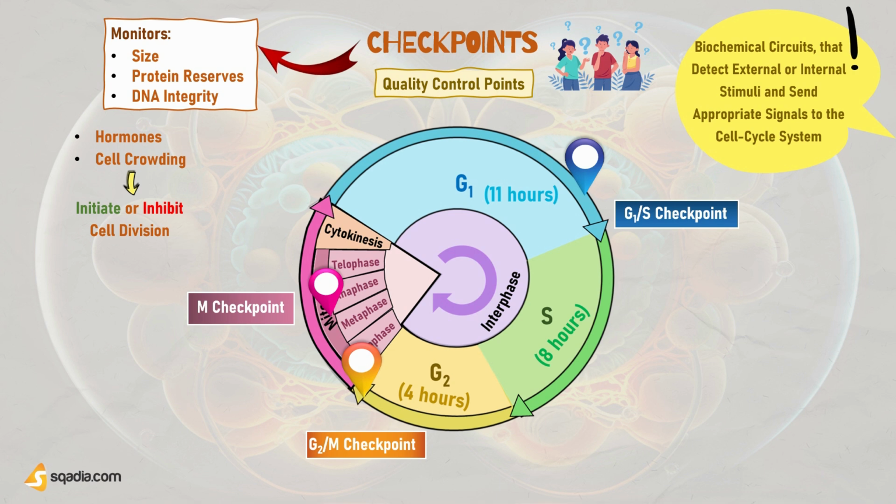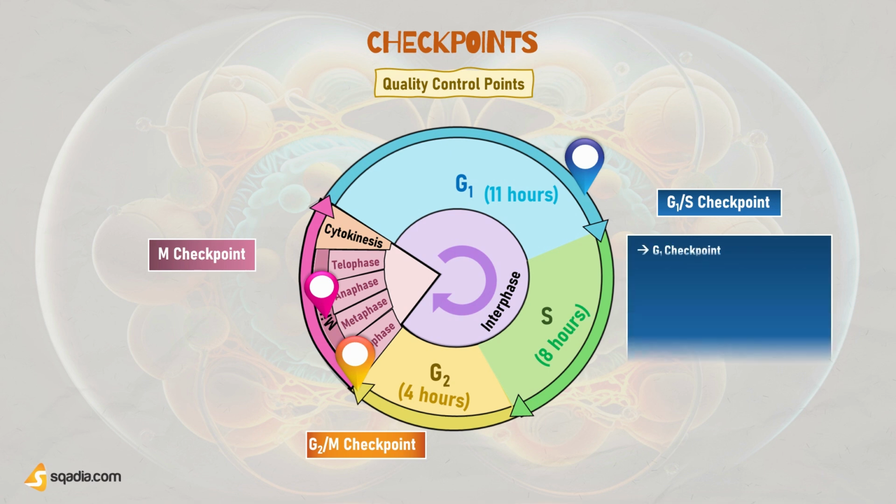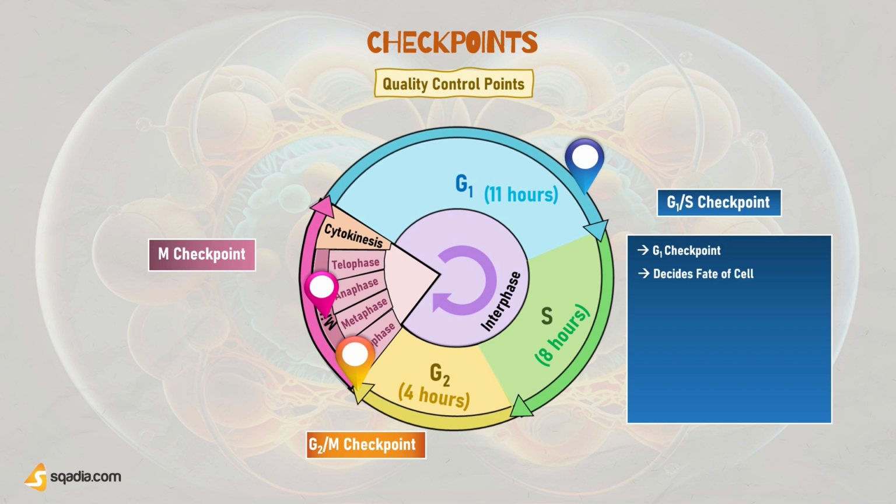Now, let's see them one by one, starting with the G1S checkpoint, which is also known as G1 checkpoint and is present at the G1S transition of the cell cycle. It is the main decision point, which decides the fate of the cell present in G1 phase, which is ready to enter S phase and undergo DNA synthesis.